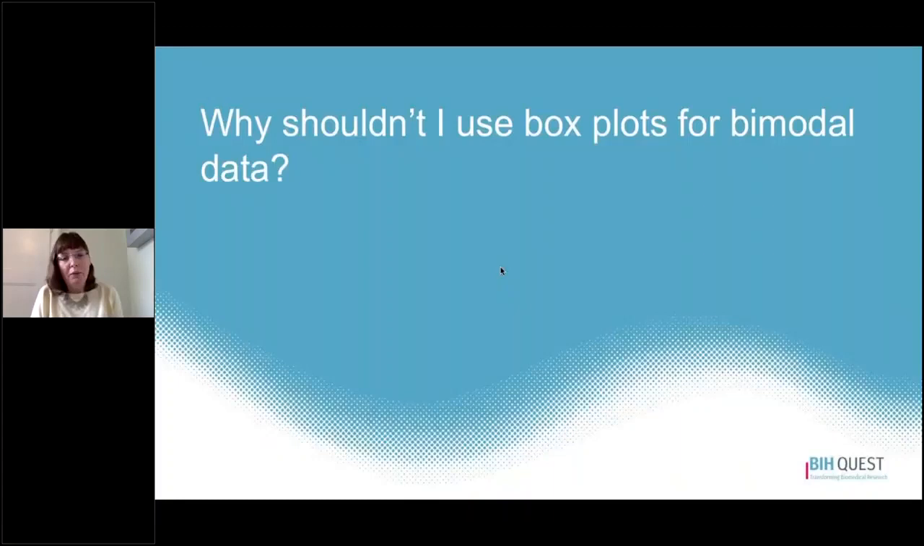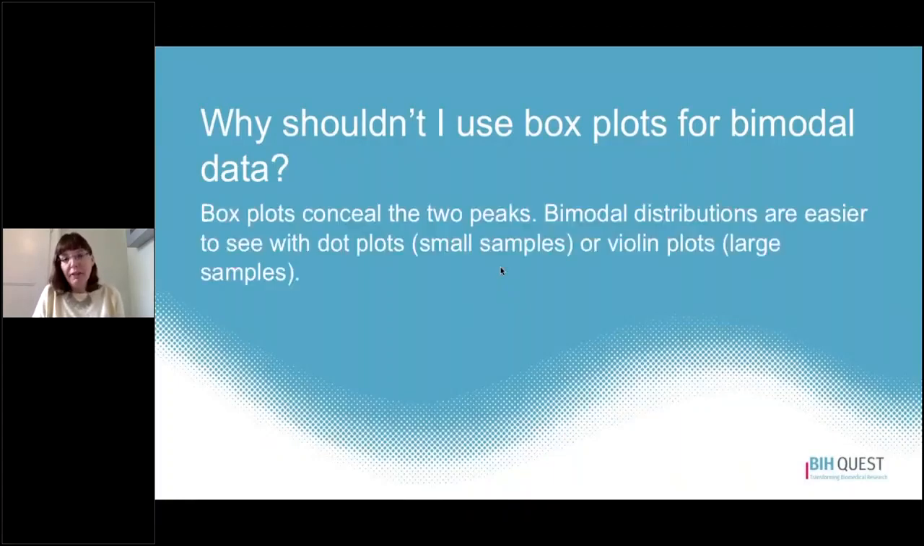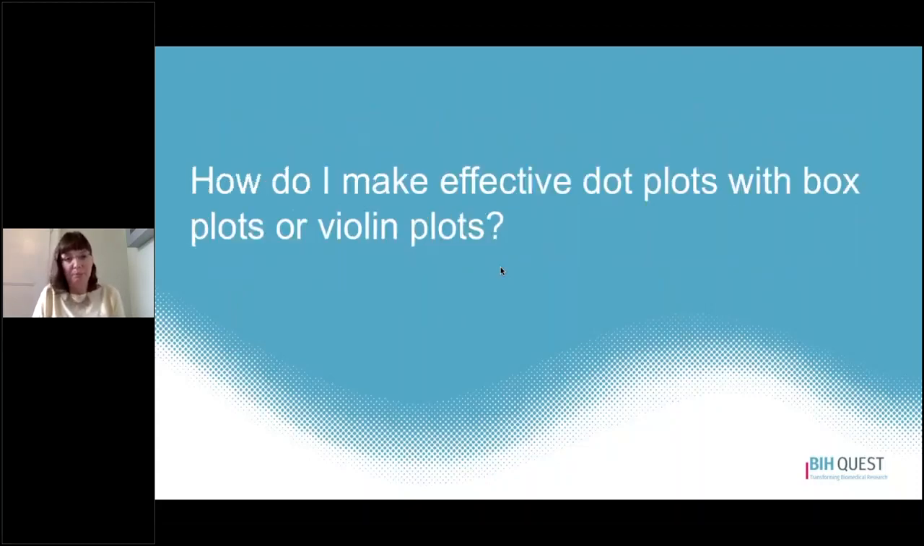Okay, why shouldn't I use box plots for bimodal data? We talked about this already, but essentially the boxes conceal the two peaks, and so we want to use a dot plot if we have a small sample with a bimodal distribution, or a violin plot with a large sample, so that that bimodal distribution is clearly visible.